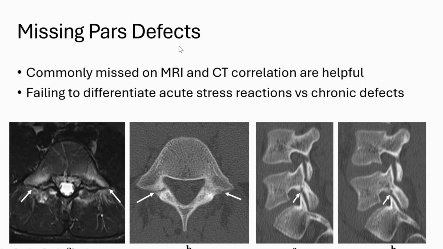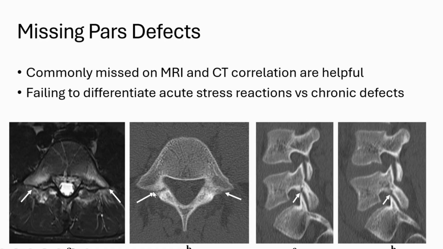Now, the missed pars defect. Sometimes we miss defining the pars defect in the vertebra. If it is acute, then it shows the edema. This should be specified in the report, whether it is acute or chronic, because the acute is painful and there is edema, whereas in chronic there is no edema, and it should be compared with the CT.